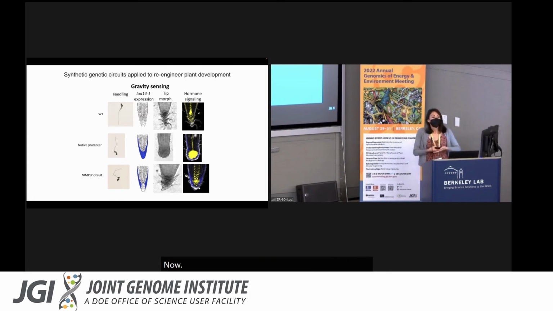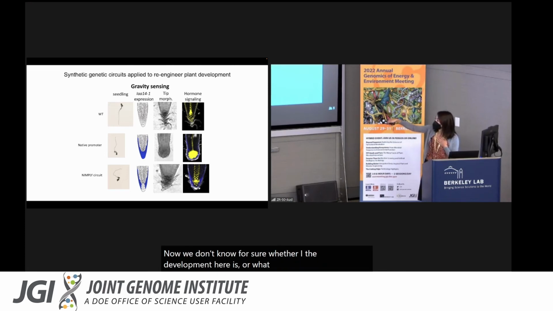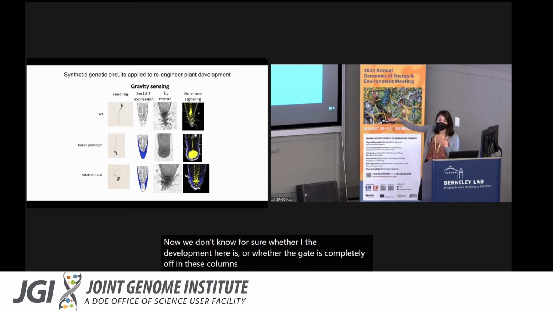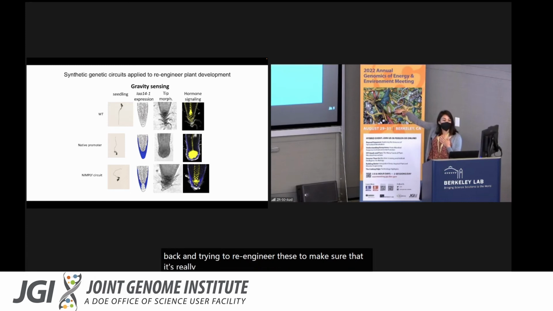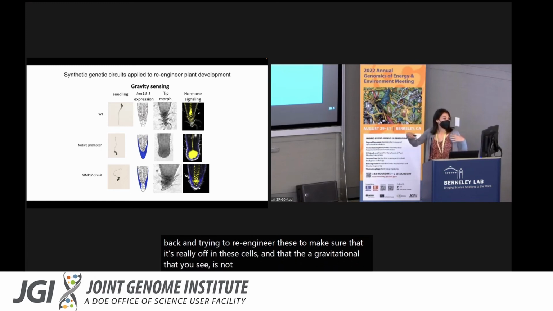Now, we don't know for sure whether the development gate is completely off in these columella cells, because you can see that the root cap organization is still a little bit different than wild type. And so we're going back and trying to re-engineer these to make sure that it's really off in these cells and that the agravitropic signal that you see is not due to maybe a little bit of leaky expression of this developmental regulator in these cell types.